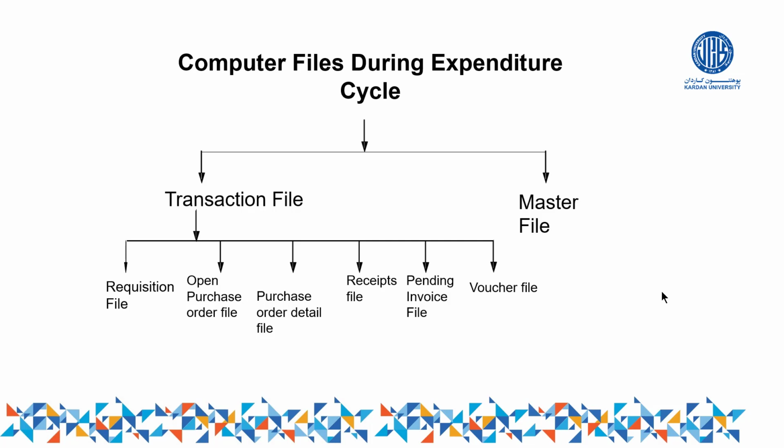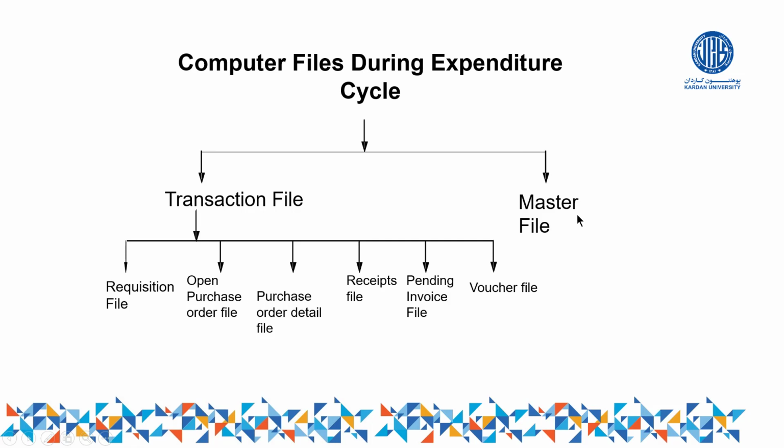In this video, I want to explain the computer files during the expenditure cycle. If we use, for example, a computerized system of accounting, what might be the several documents, procedures, or files which we use for purchasing a particular product? Basically, if we use a computerized system of accounting, two types of files are needed in order to register the expenditure transactions.